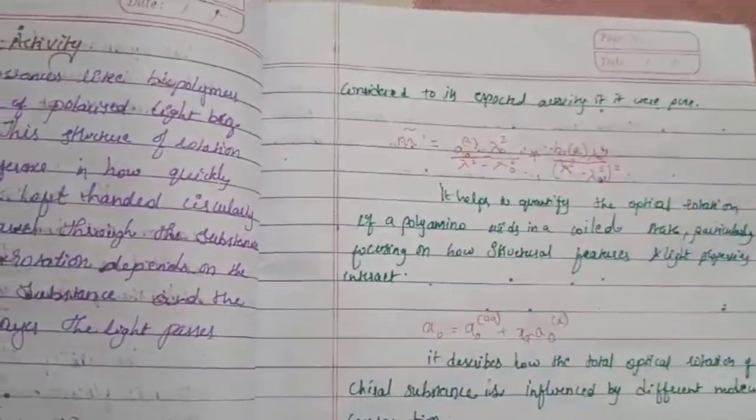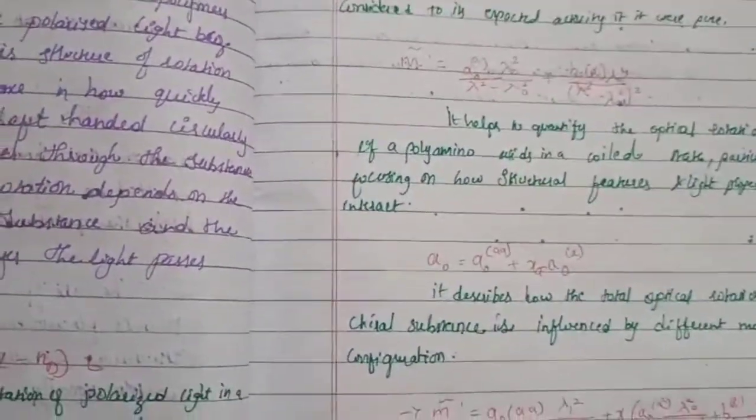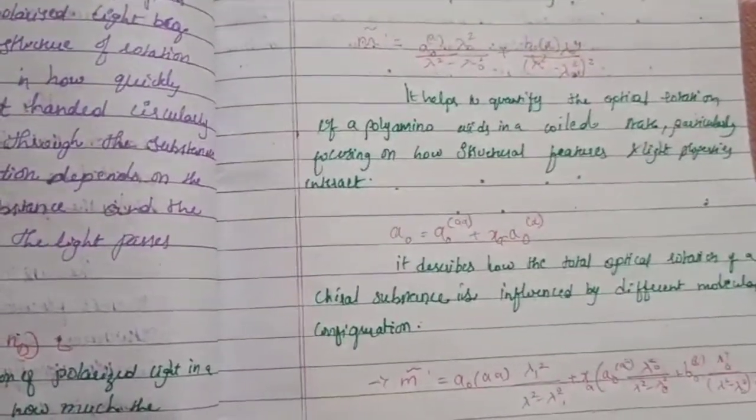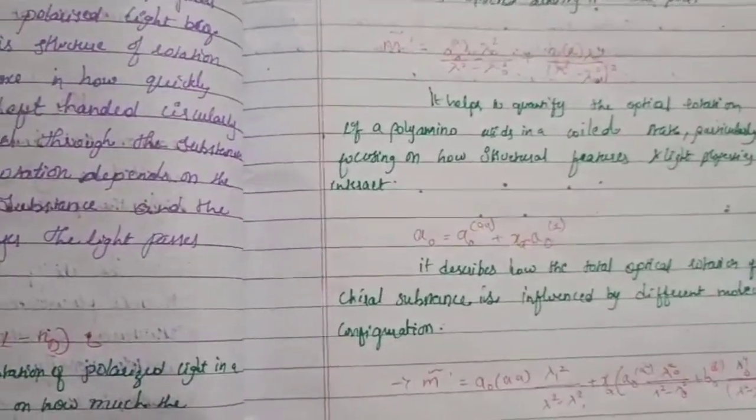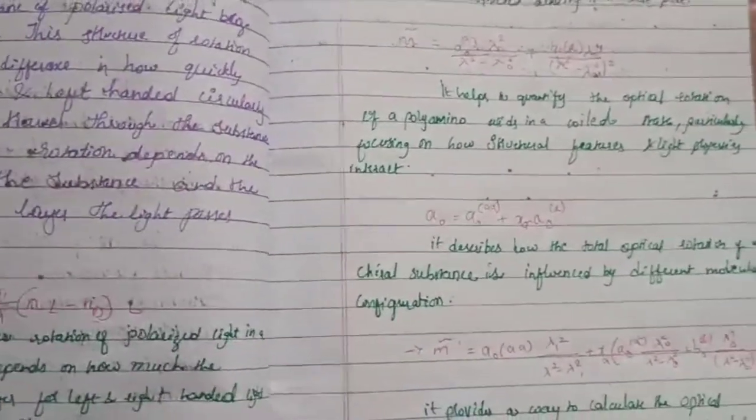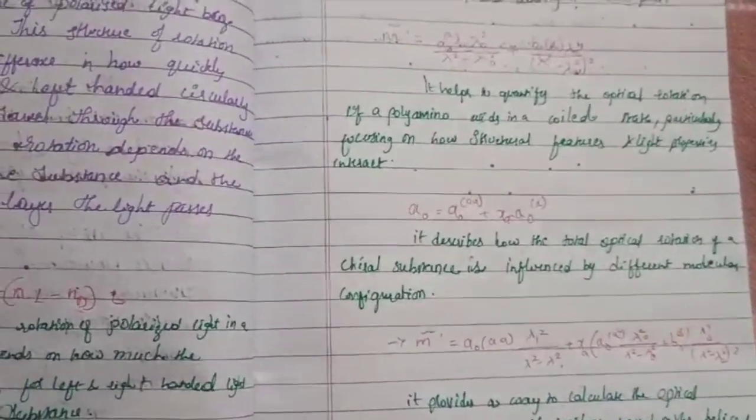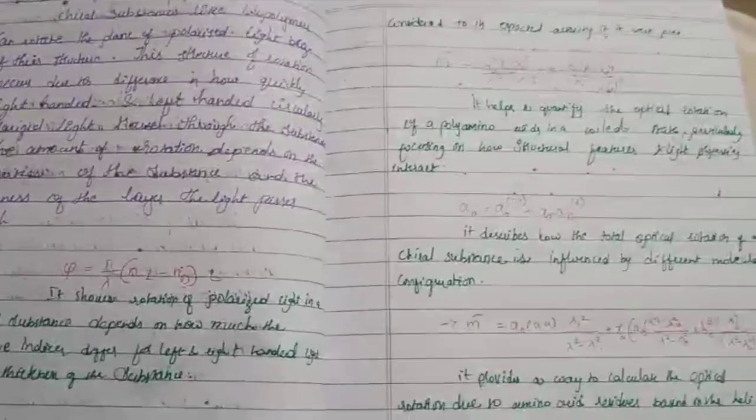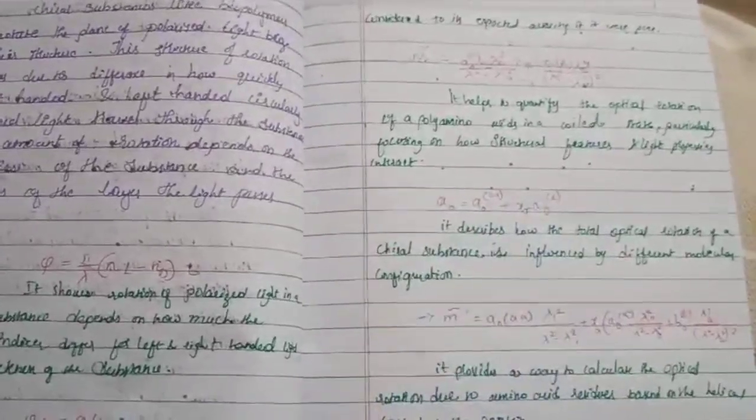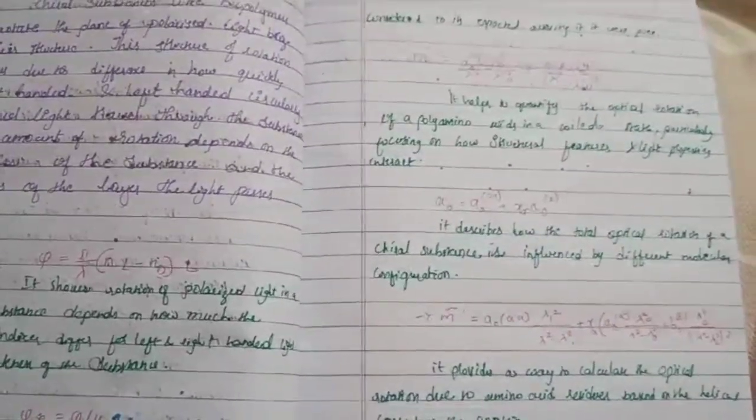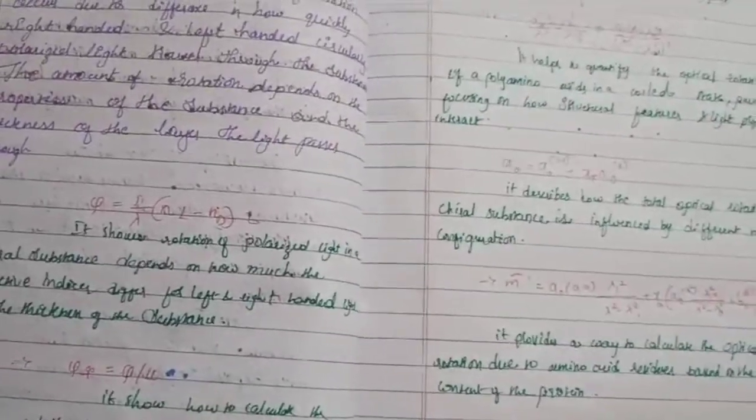This equation helps to quantify the optical rotation of polyamino acids in a coiled state, particularly focusing on how the structural features and light properties interact. The next equation describes how the total optical rotation of the chiral substance is influenced by the different molecules and their configurations, like the amino acid residues and the fraction of helical portions.